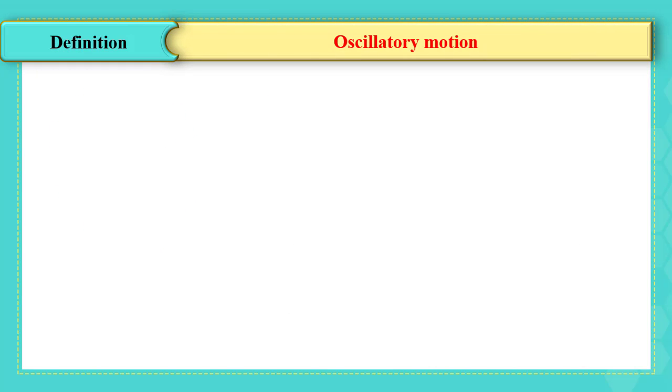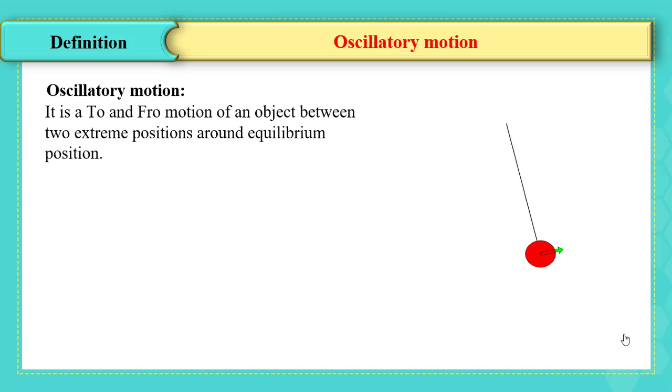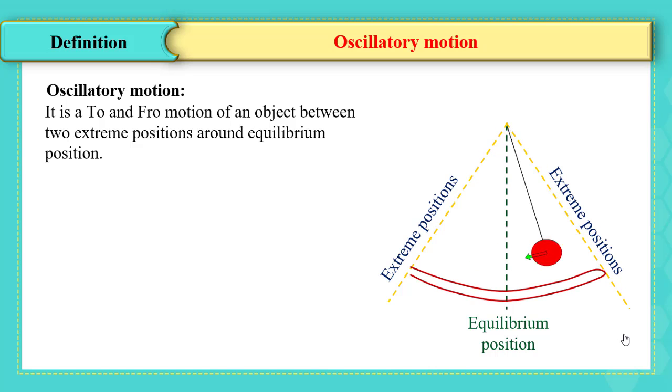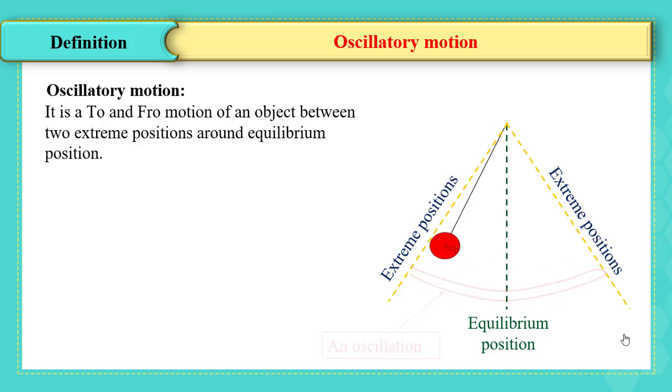What are oscillatory motions? Oscillatory motion is a to and fro motion of an object between two extreme positions around an equilibrium position. To indicate an oscillation, a particle started from one extreme position should go to the front, reaching an extreme, passing through the equilibrium position, then it goes backward to the same initial extreme position, also passing through the equilibrium position. The particle will follow its way 2 times.